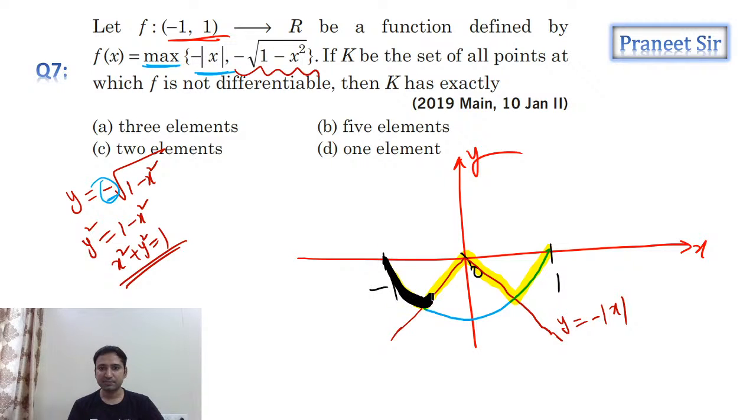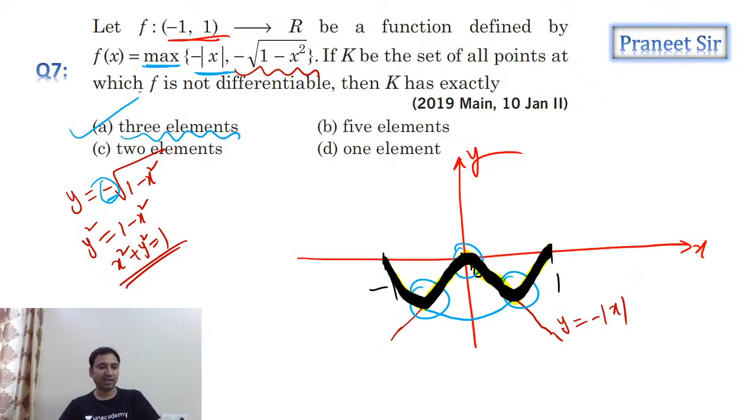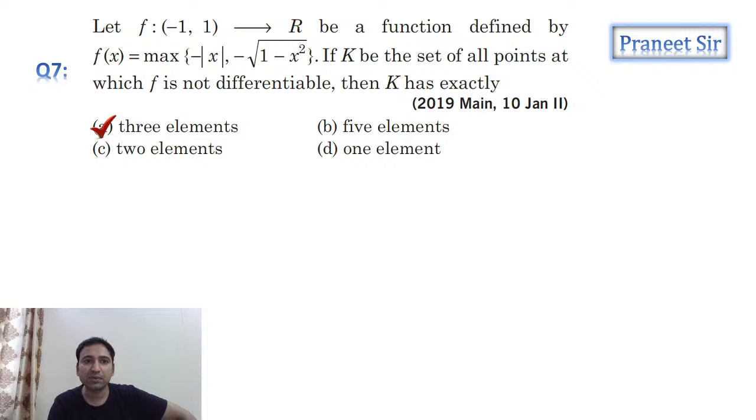This part. So now tell me guys, here how many sharp edges are we getting? This is one sharp edge, this is the other sharp edge, this is the other sharp edge. Total 3 sharp edges we are getting in this black curve. So at 3 points, it is non-differentiable. So the first option is the answer. Guys, clear now?